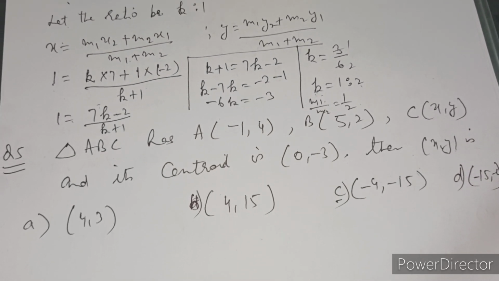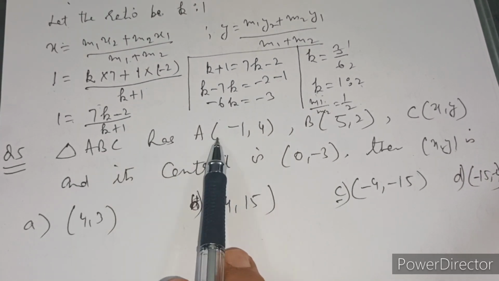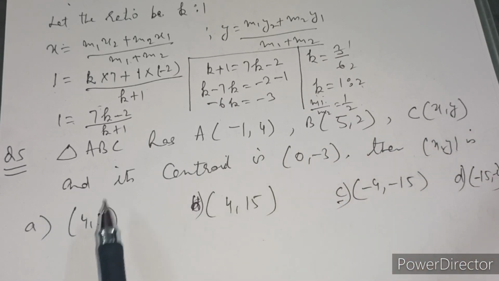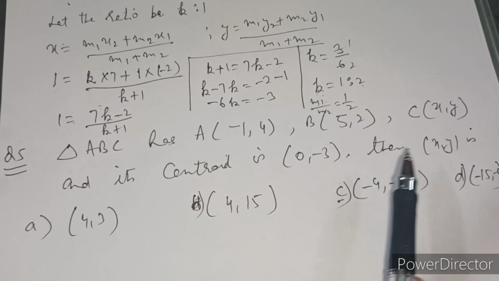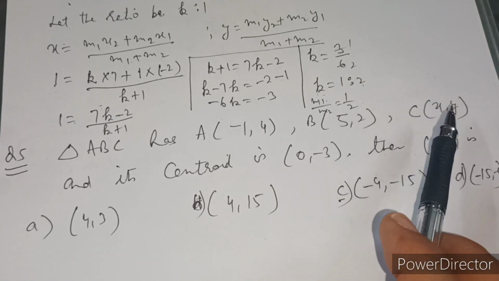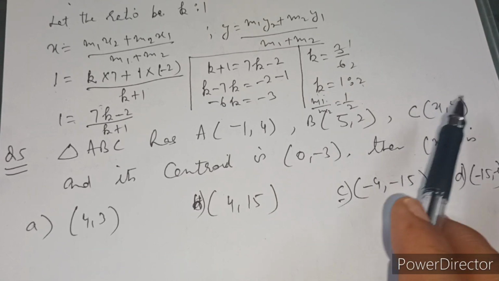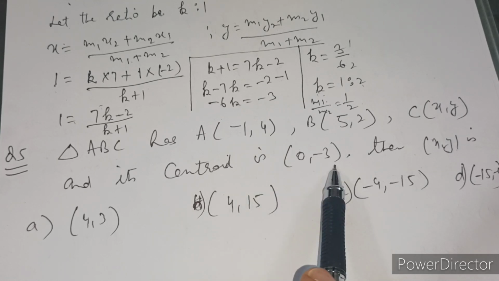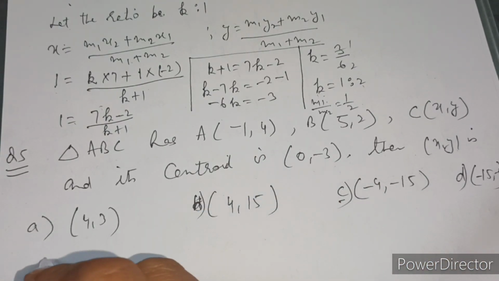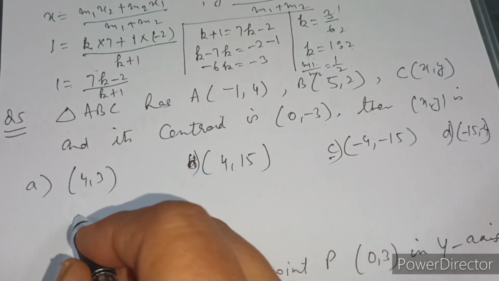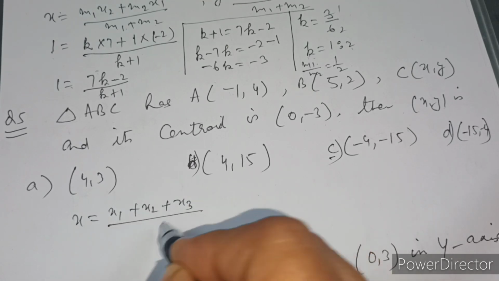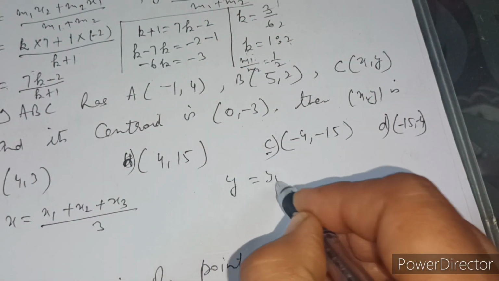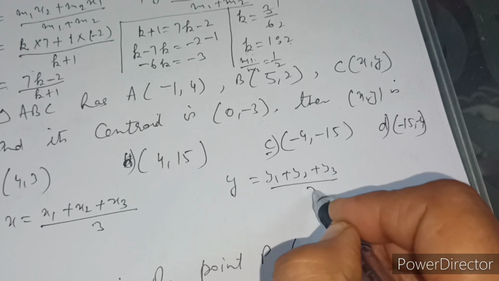Question number 5 says that triangle ABC has coordinates A(-1, 4), B(5, 2), C(x, y) and its centroid is already given to us. Centroid is a most important question from the midpoint formula and section formula, remember. Then we need to find x, y, means one vertex of the triangle itself is missing when the coordinates of the centroid are given to us. Okay, so what is the formula? You should know very clearly the formula of the centroid is nothing but x1 plus x2 plus x3 upon 3 and the y part is y1 plus y2 plus y3 upon 3.